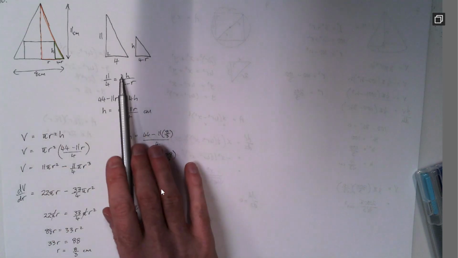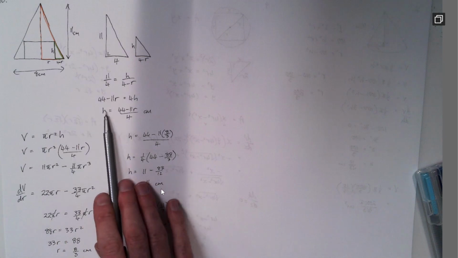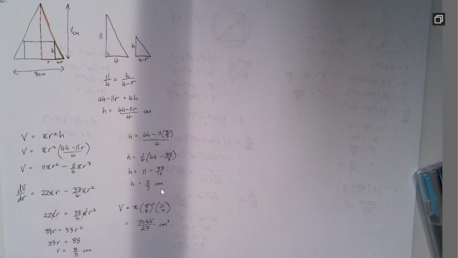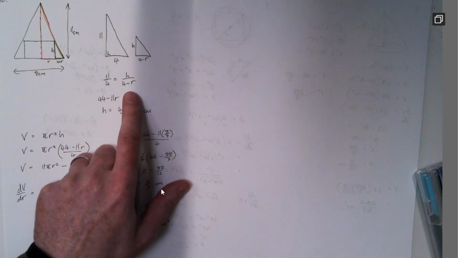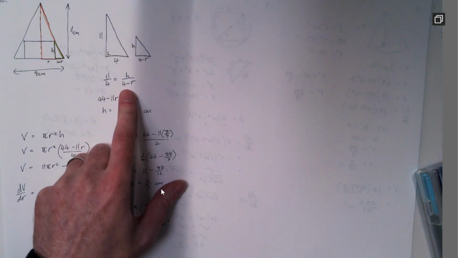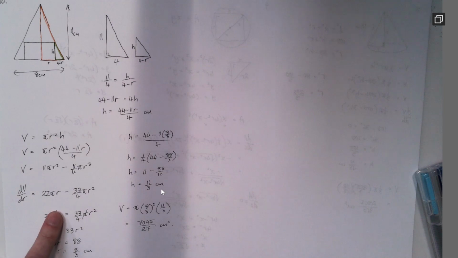The volume formula equals a third pi r squared h, not H. So obviously, let's write H in terms of R. Write H in terms of R, and then write the volume in terms of R, and then differentiate and find the maximum.